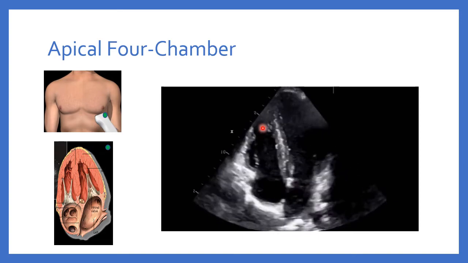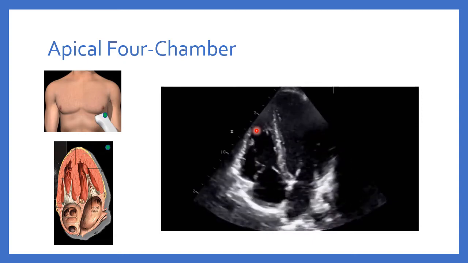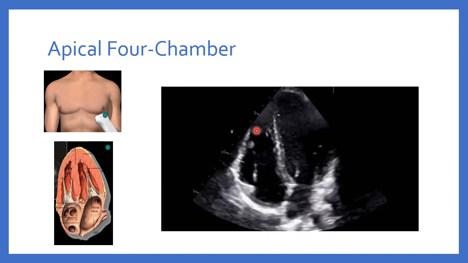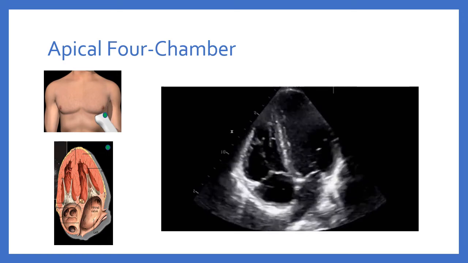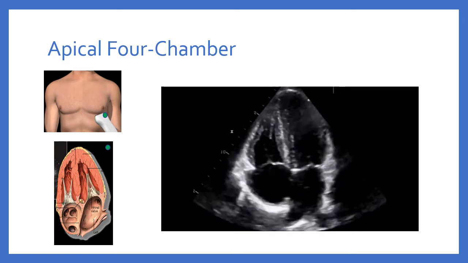So typically, the right ventricle should be between 1/3 and 1/2 of the size of the left ventricle. And if the right ventricle starts to get larger than that, then we consider that there may be some underlying pathology.